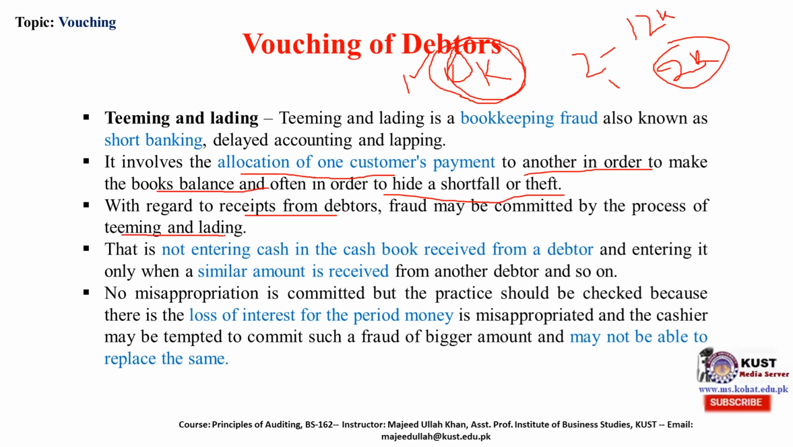So the cash should not be received in hard cash. It should be received through cross-check. This is about not entering cash in the cash book received from a debtor and entering it only when a similar amount is received from another debtor, and so on. No misappropriation is committed, but the practice should be checked because there is a loss of interest for the period the money is misappropriated, and the cashier may be tempted to commit such fraud for a bigger amount and may not be able to replace the same. This is all about today's lecture.